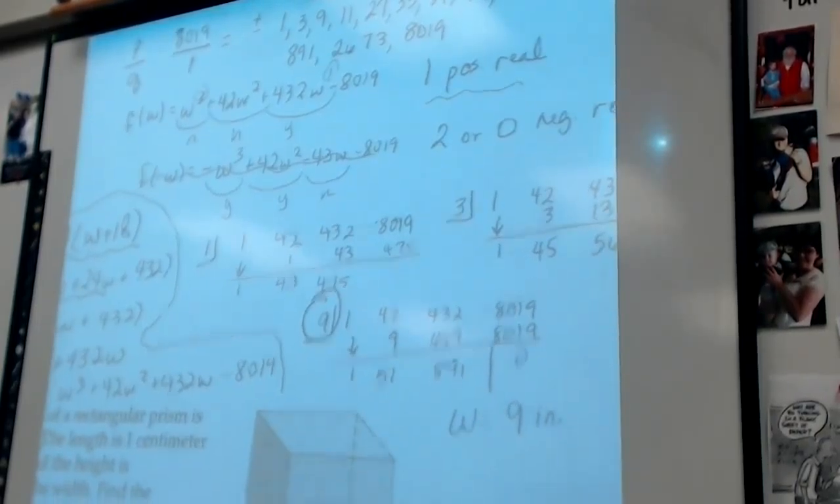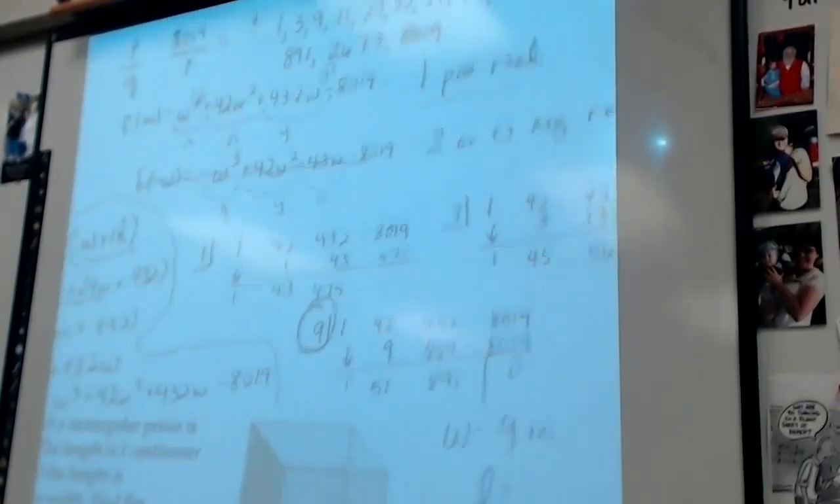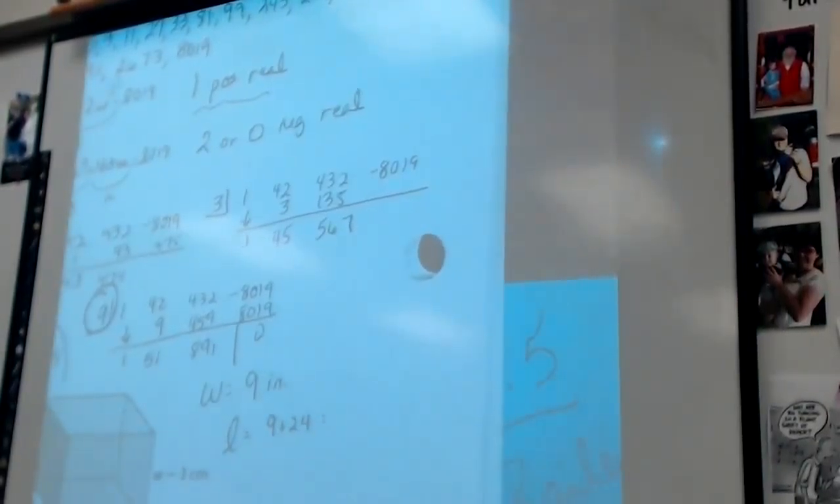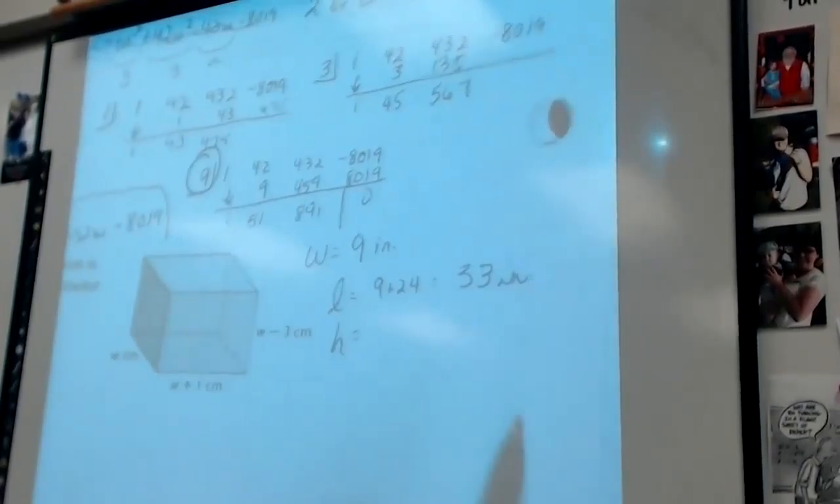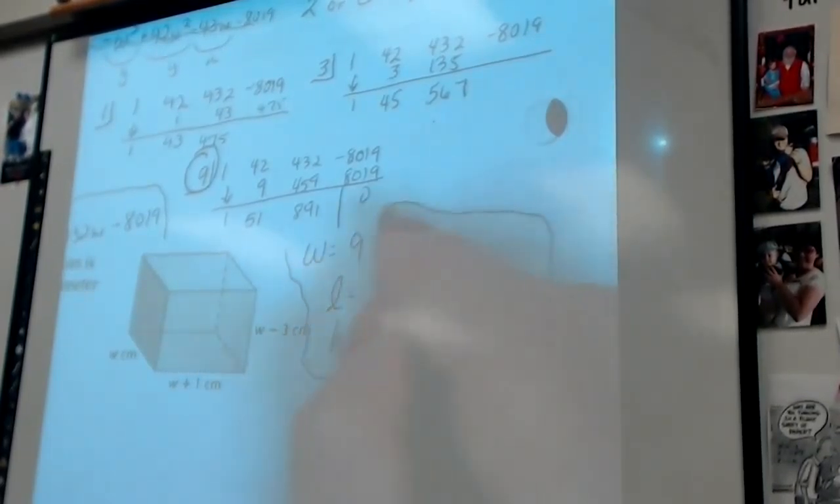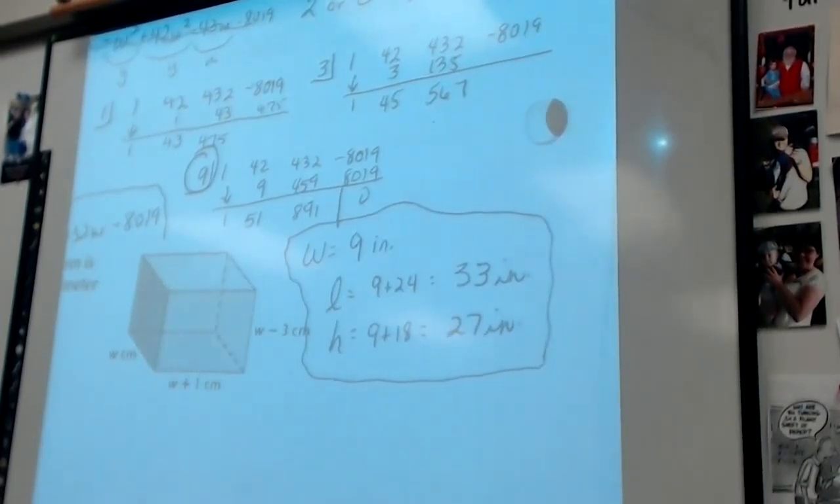Yep. So what's the length? Go back up here, width plus 24. So 9 plus 24 would be what? And then the height is width plus 18. It's kind of weird, but I guess they should be. So that box is 33 inches long, 9 inches wide, and 27 inches high.